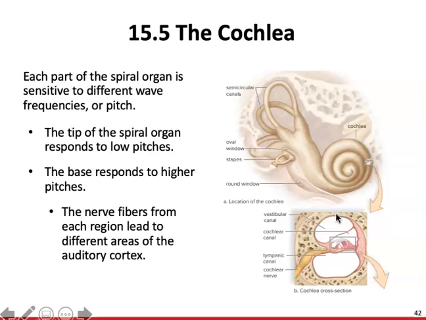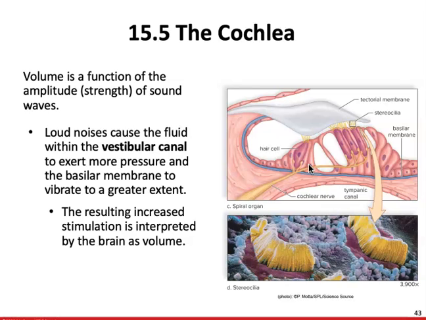Each part of the spiral organ is going to be sensitive to different wave frequencies, or a different pitch. So the tip of the spiral organ responds to very, very low pitches. That would be this region right down in here, very low, deep pitches. The regions out here are going to respond to higher pitches. The nerve fibers in each region are going to lead to different areas of the auditory cortex, which allows you to interpret that pitch. So here is just an amplified version, so you can actually see what's going on.